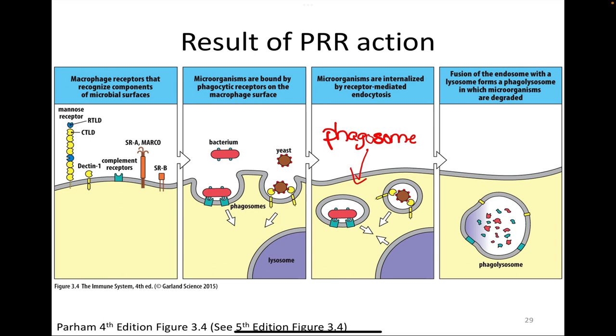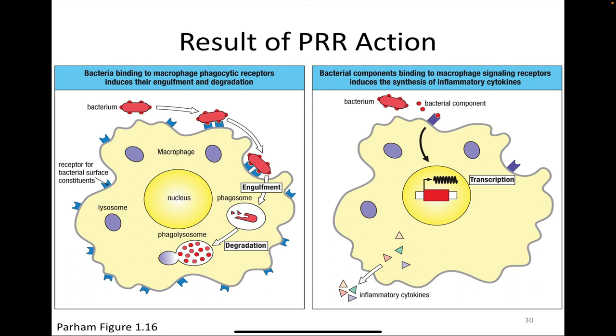That phagosome eventually fuses with the lysosome, and we completely degrade the microbe. Yay, we win. Because this is a macrophage, doing this response downstream of a pattern recognition receptor, we also can have a second thing happen. So you can see phagocytosis and degradation of the microbe on the left.